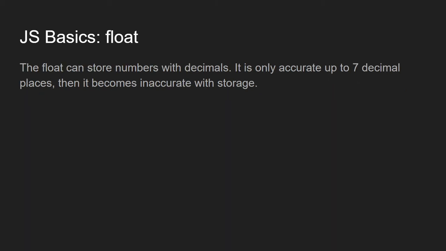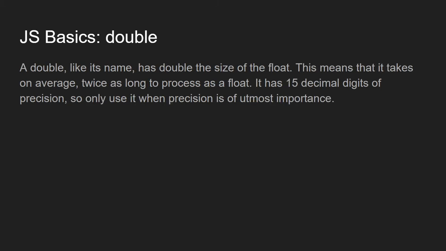Float is a number with decimals. It is only accurate up to 7 decimal places, so that is something you need to be aware of. And yeah, that's all that it is. You have double. It is double the size of a float, so it is significantly larger, and it'll take a longer time for your computer to process. And it is accurate up to 15 decimal places.